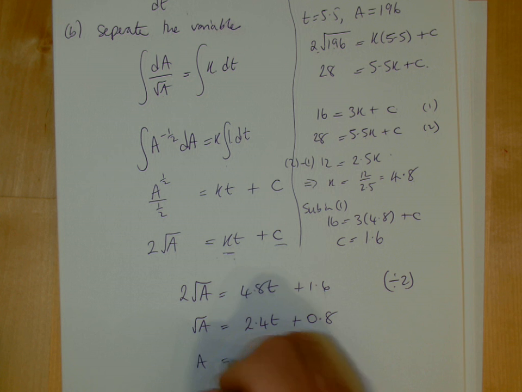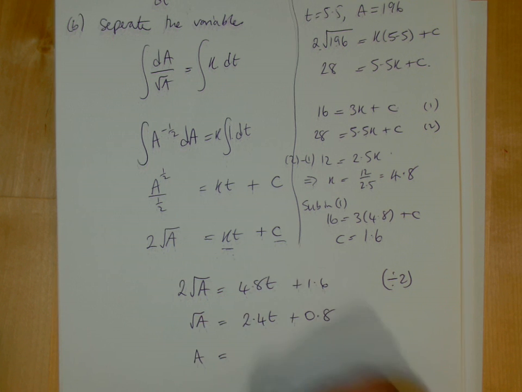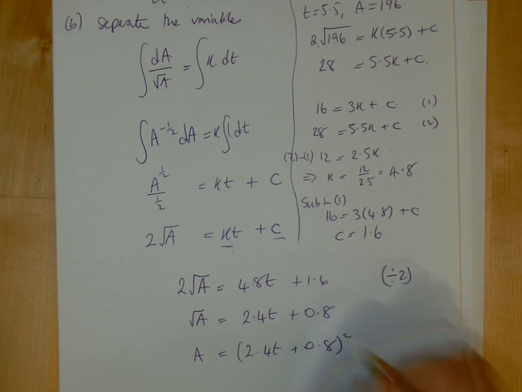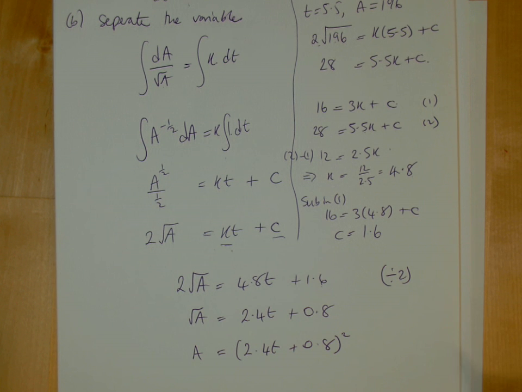So what I need to do is take that square root over the other side and square that side. So square the whole thing. Okay, so we get that squared, and we've got an expression for a in terms of t.